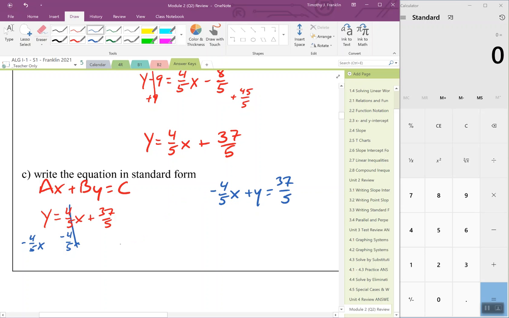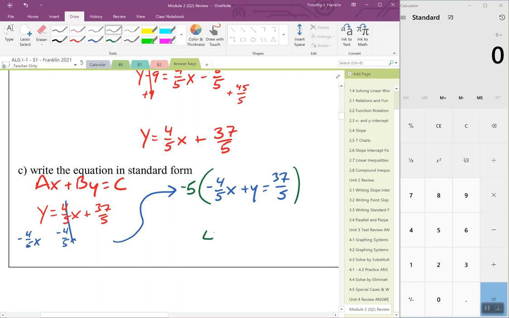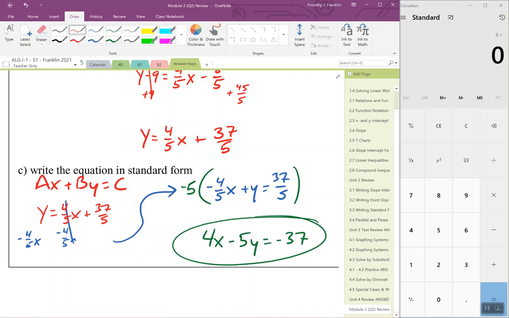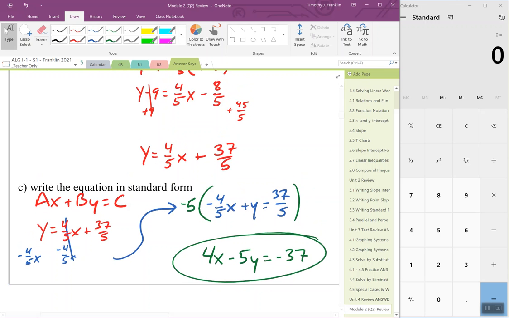And now we need to multiply to get rid of both the fraction and the negative. So we'll multiply by the denominator, which is 5 of those fractions, and then we'll put a negative on it to get rid of that negative sign on the x. So we end up here with positive 4x, right? The negative cancels, the 5's cancel, minus 5y equals, and the 5's are going to cancel here, but not the negative, so negative 37. And there's your equation in standard form. Kind of awkward with the fraction there on the end, but the standard form doesn't look too bad.